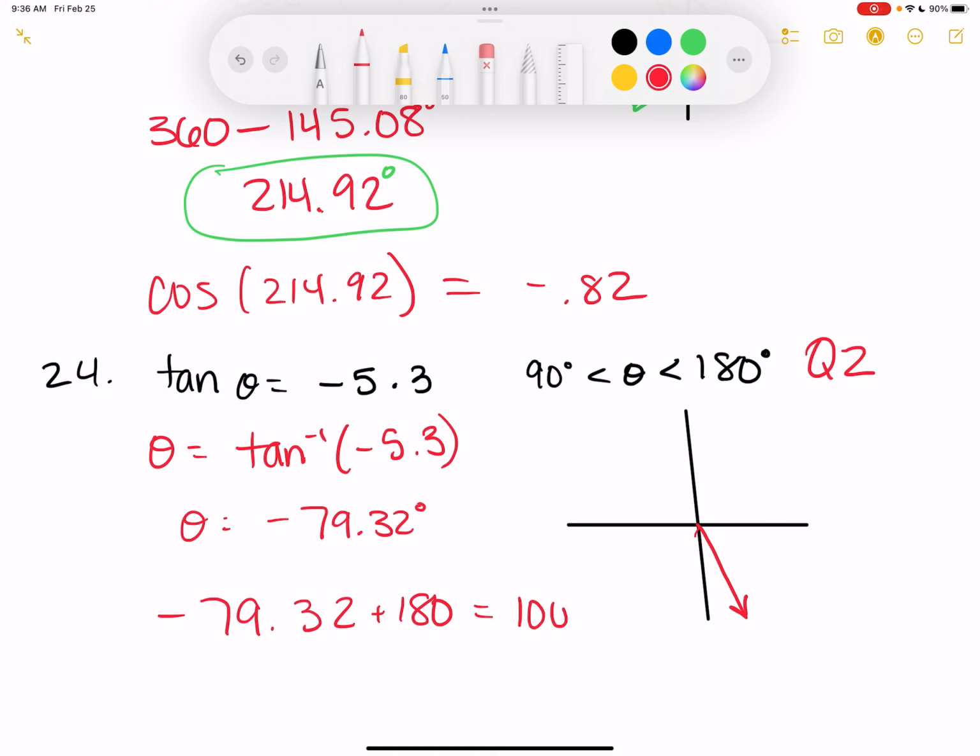100.68. Okay, yeah. The degree formula for quadrant 2 is still 180 minus theta. Trial and error, I guess. I really don't understand this problem. And you can check it.